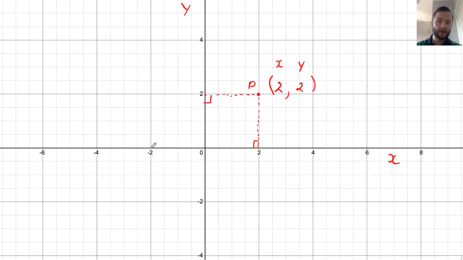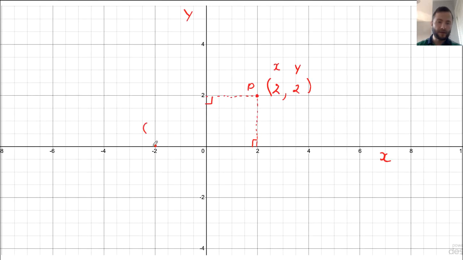So taking a look at this point over here, the coordinates of this point are -2 on the horizontal axis and 0 on the vertical axis. So that's -2, 0. For this point over here, the coordinates are -2 on the horizontal axis and 4 on the vertical axis. For this point here, -2 on the x-axis and -2 on the y-axis.